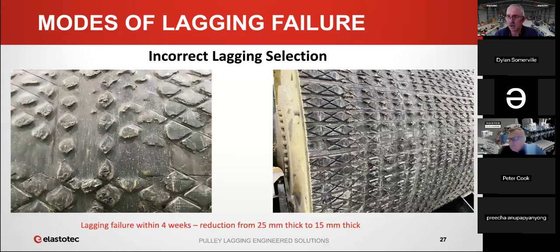So the question was, what can we put on to solve this problem? Does anybody want to offer a suggestion or a thought? What would you put on as a lagging to solve this problem?